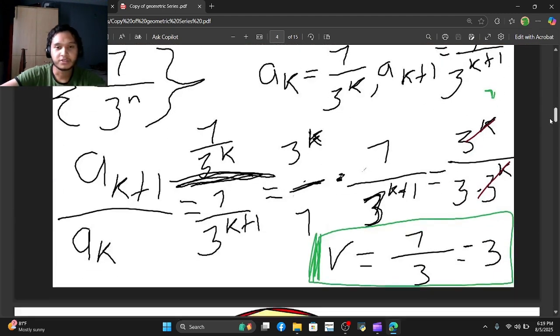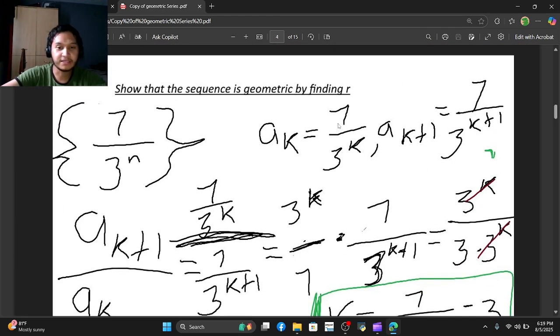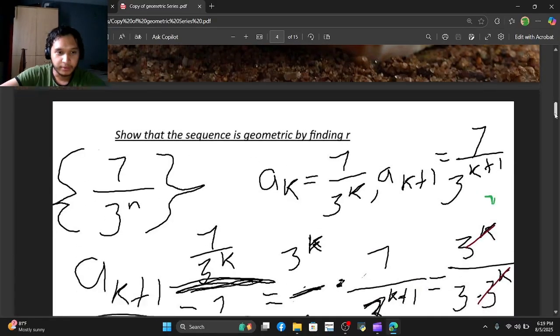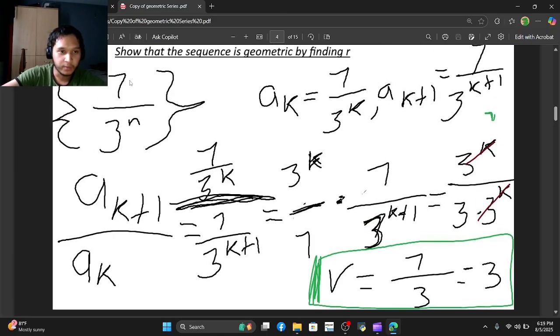With a sub k plus 1 over a sub k. So a sub k is equal to 1 divided by 3 to the power of k, and a sub k plus 1 is 1 divided by 3 to the power of k plus 1. So we take this same formula, but we replace the a with what is in brackets. So we have 1 divided by 3 to the power of k, divided by 1 divided by 3 to the power of k plus 1.